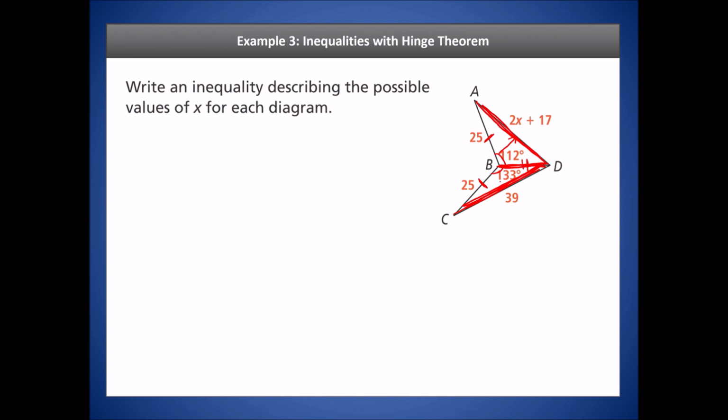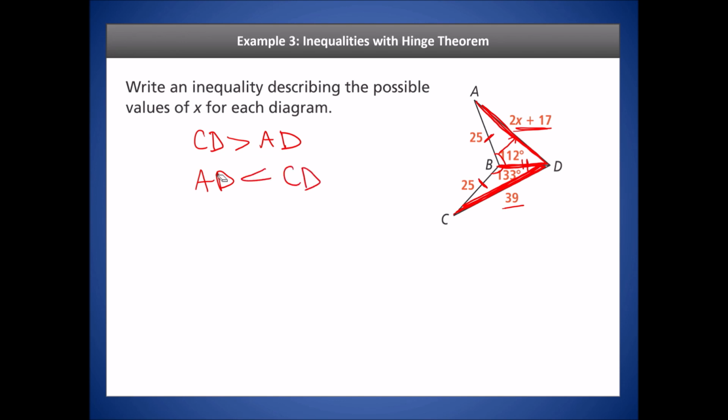Well, we clearly see that 133 is larger than 112, and therefore CD has to be larger than AD by the Hinge theorem. So we know that CD has to be larger than AD by the Hinge theorem. And therefore, AD is 2x plus 17, and CD is 39. Since I like the x to be on the left side, I'm going to rearrange this and say that instead AD is smaller than CD.